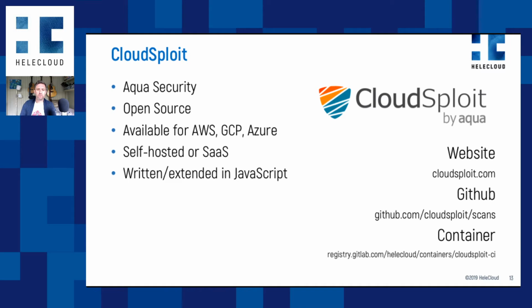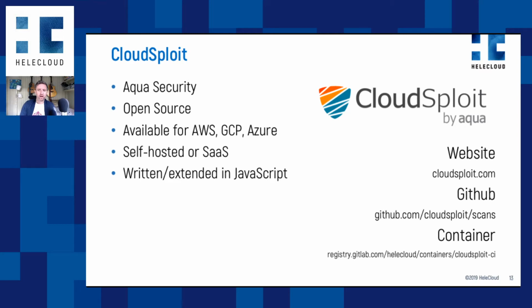Now, the first thing I'm going to talk about is Cloudsploit. Cloudsploit previously was a separate company and was acquired by Aqua Security, which runs a whole host of security tools, especially focused around cloud native development. It's open source and has scanning tools available for AWS, GCP and Azure. You can run it internally, self-host it, or use the SaaS platform, and it's written in JavaScript.